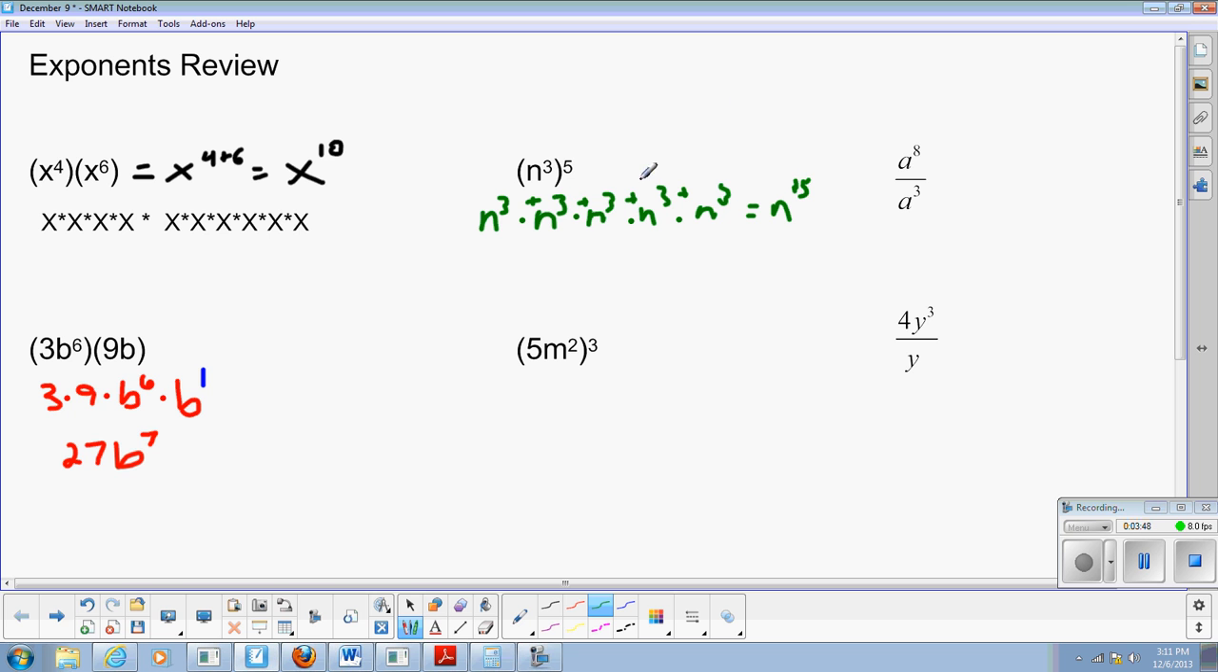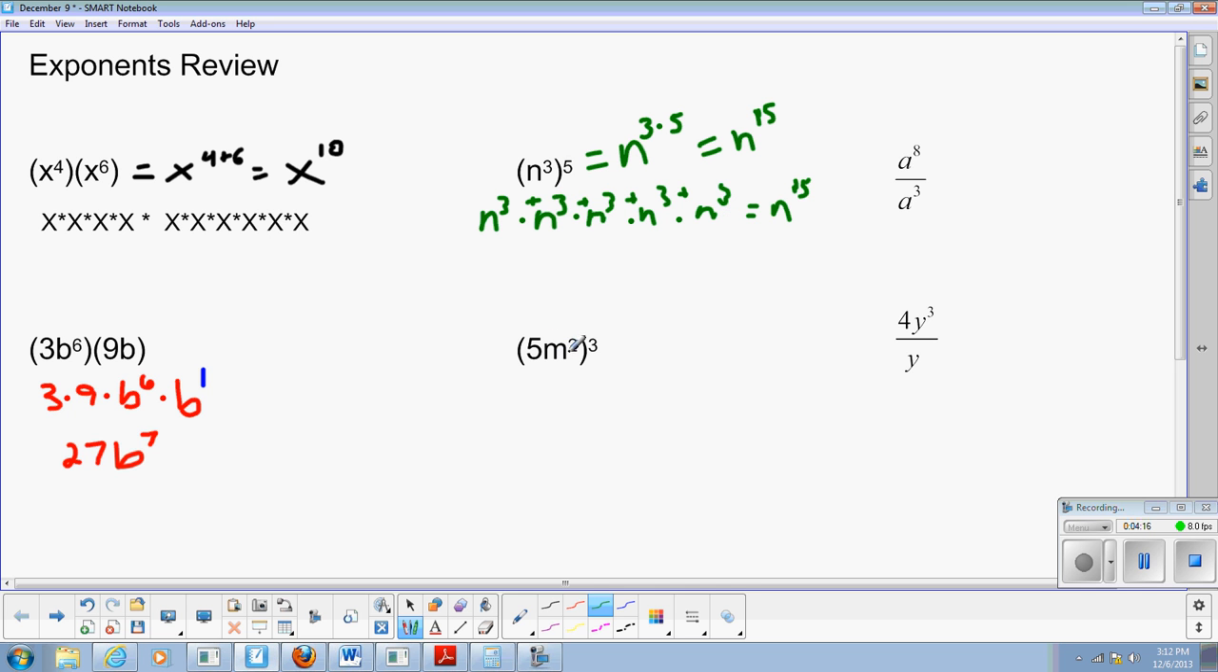Now, we did have a shortcut for that. What do you know about 3 and 5 and how they're related to 15? I can multiply them. So I can use the shortcut if I'd like to, and I can say that this is equal to n to the 3 times 5, and I can write that as n to the 15th. You can do it either way. You will get the same answer. You can use a shortcut or you can write it out the long way.